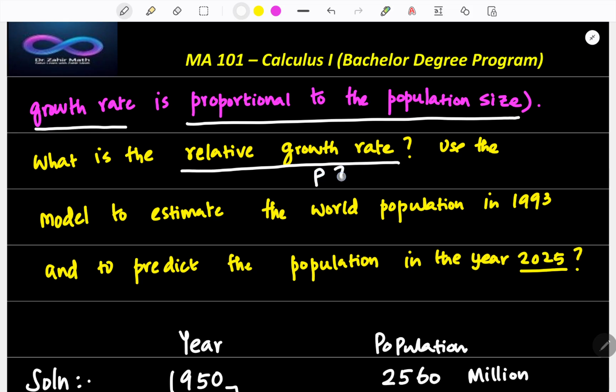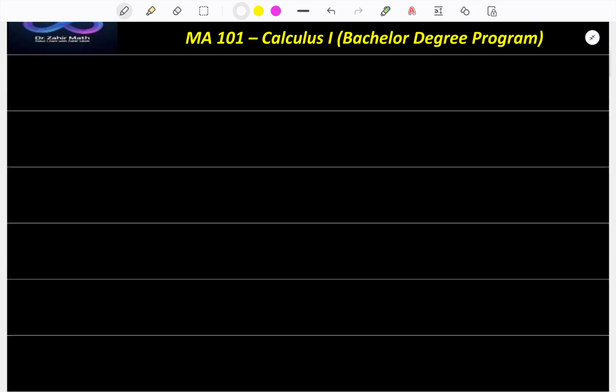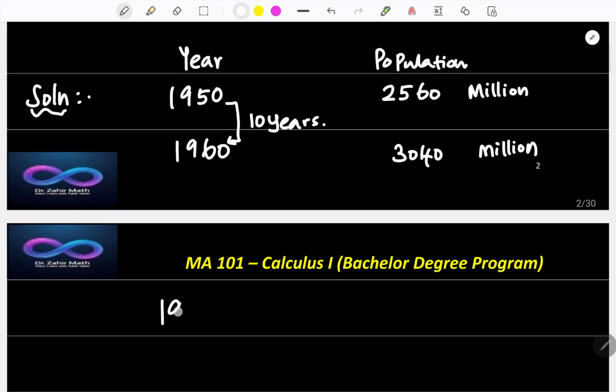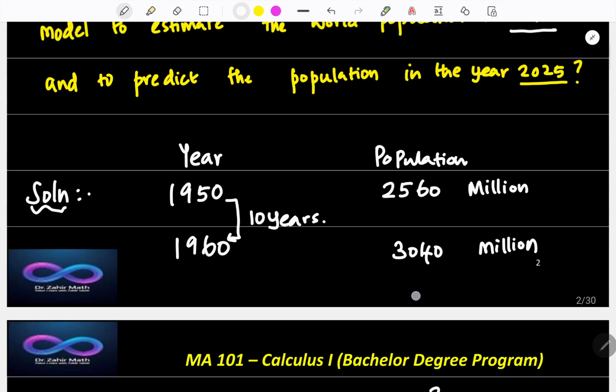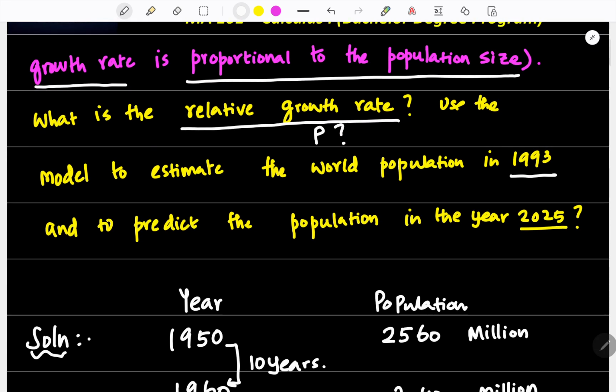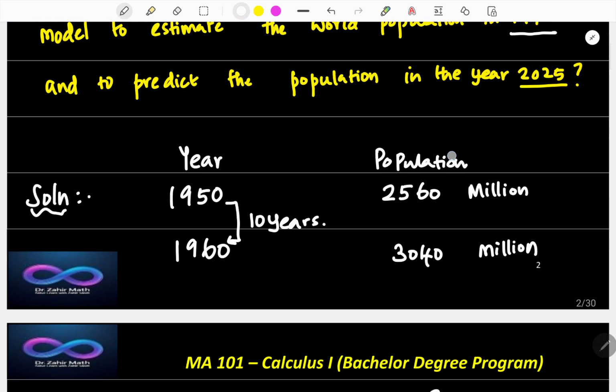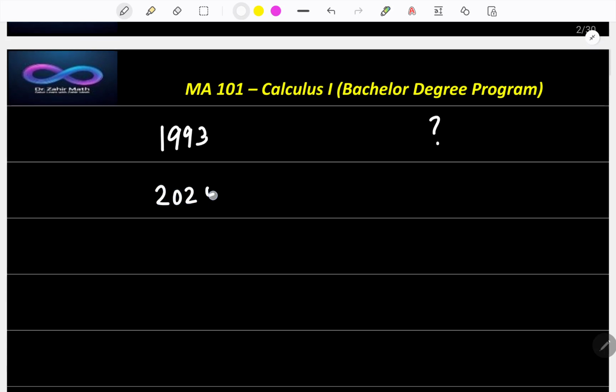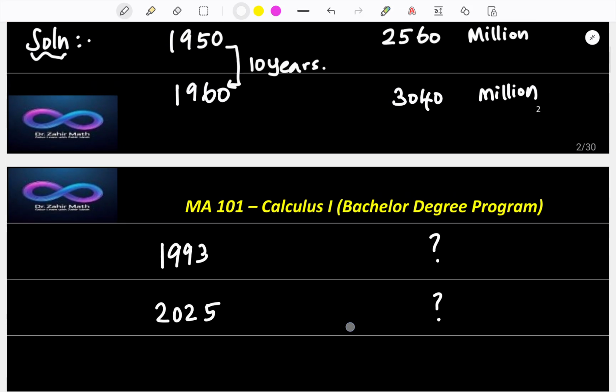They're asking what the population is. Use the model to estimate the world population in 1993. In 1993, what is the population? The next question is to predict the population in the year 2025 also. So in 2025, what is the population? Actually, in the book, the example question uses 2025, but in your classwork homework question, 2020 is given. So you do it according to that. Whatever the question asked in the exam is, you try according to that.